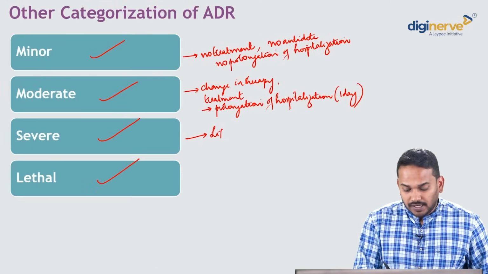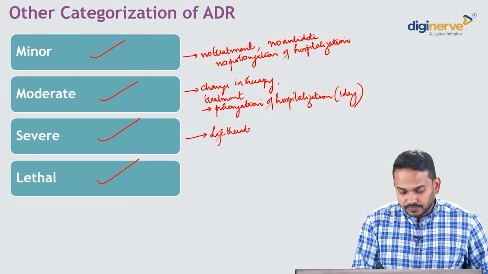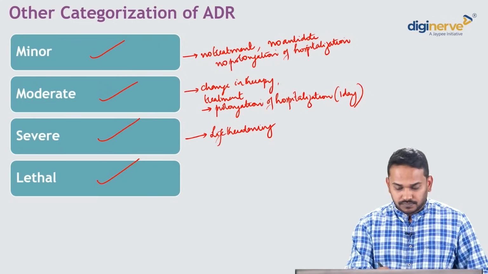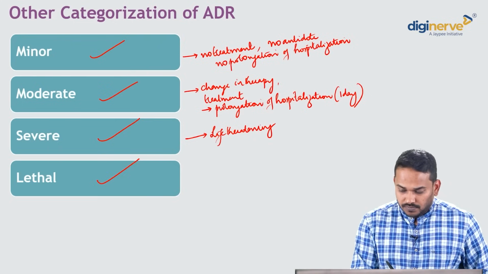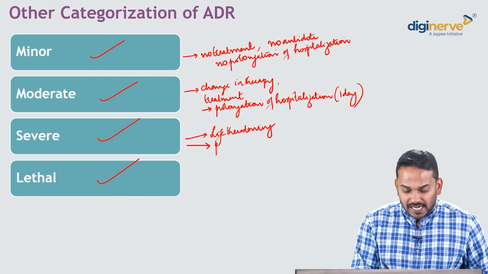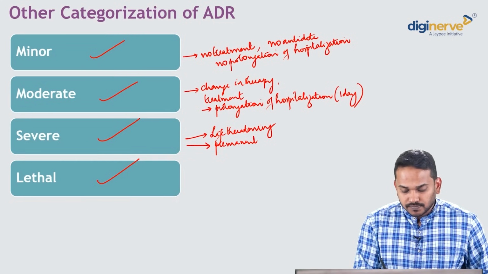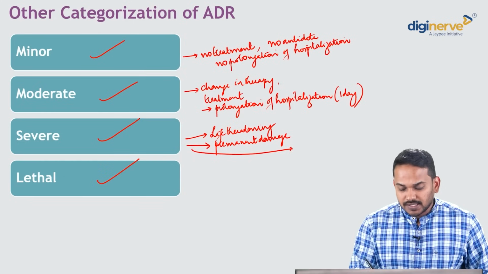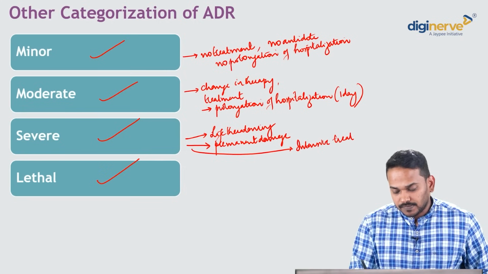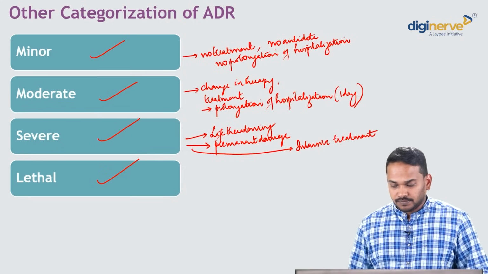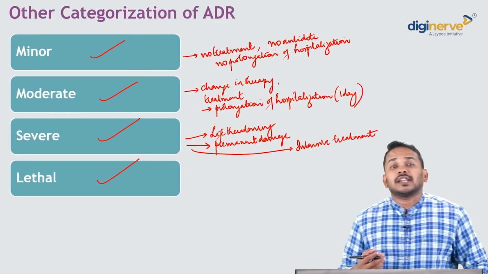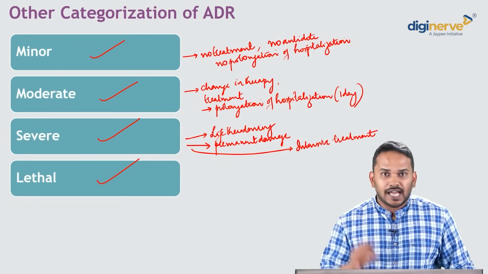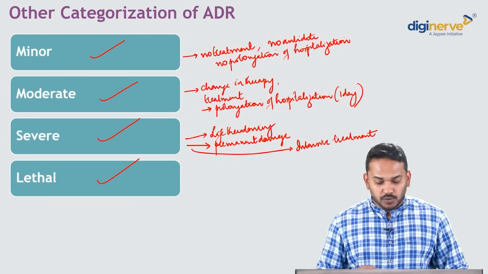Severe adverse drug reactions are life threatening, they produce permanent damage, and require intensive treatment. And lethal adverse drug reaction means that the drug directly or indirectly contributed to the death of the patient.